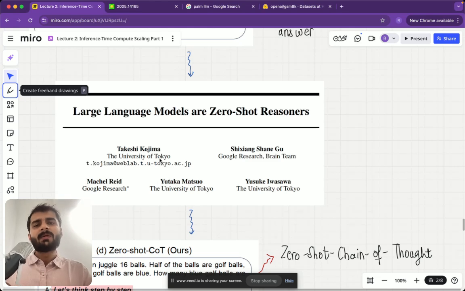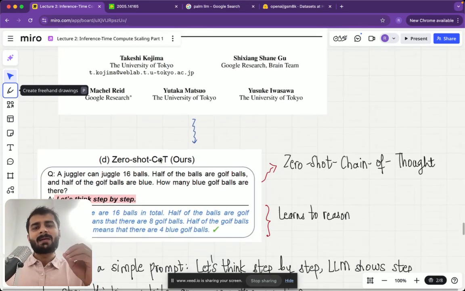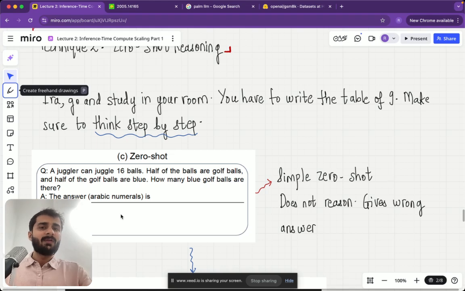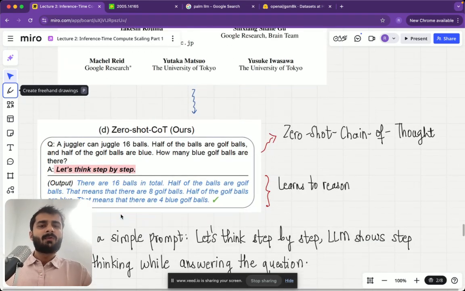Now, in this paper, they introduced zero shot chain of thought, which means that we still have zero examples as input output pairs, but instead of that, we only write this, let's think step by step, which is very similar to the example of Ira, which I talked about before. So, what happens here is that the question stays the same, but instead of providing an answer in the prompt, we just add a sentence which says, let's think step by step. And then, interestingly enough, the model learns to reason.